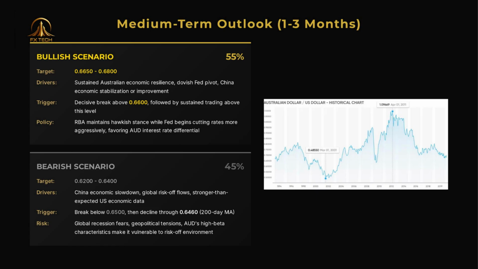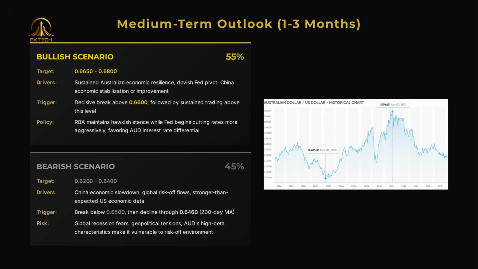Looking at the medium-term outlook for the next 1 to 3 months, we see two distinct scenarios. The bullish scenario, which we assign a 55% probability, targets 0.6650 to 0.6800. This scenario would be driven by sustained Australian economic resilience, a dovish Fed pivot, and China economic stabilization or improvement. The trigger would be a decisive break above 0.6600, followed by sustained trading above this level.